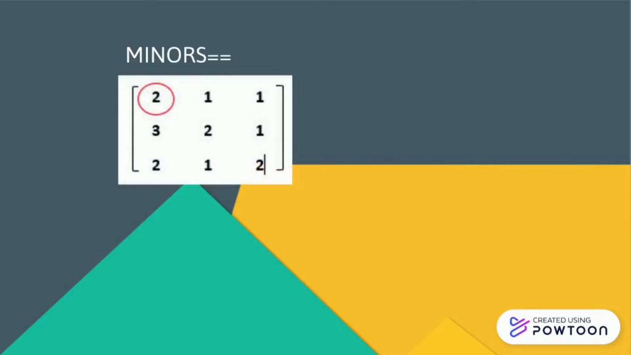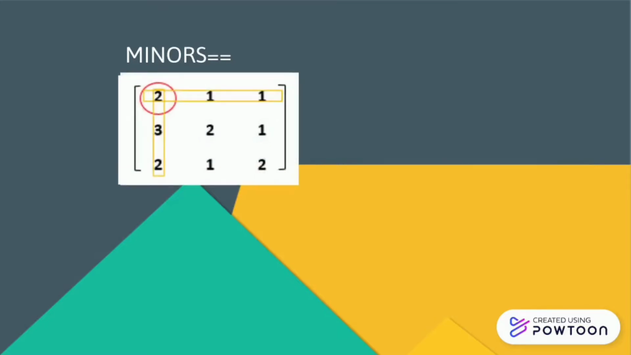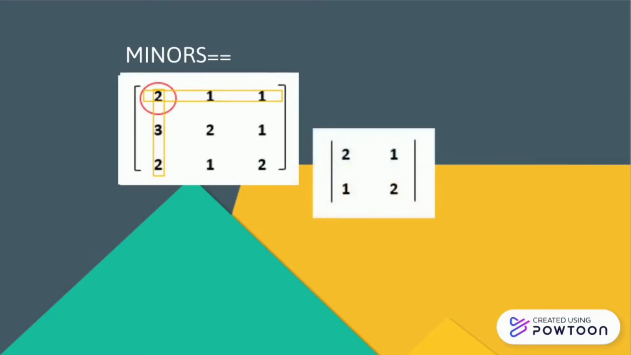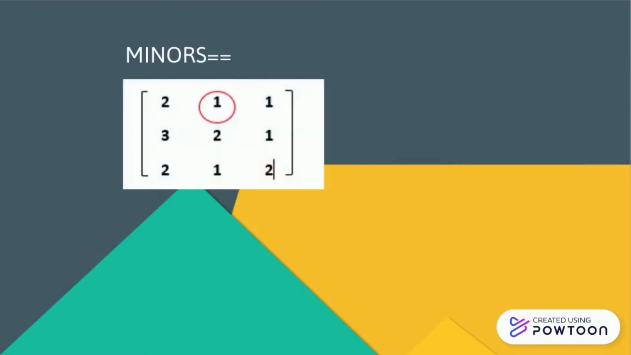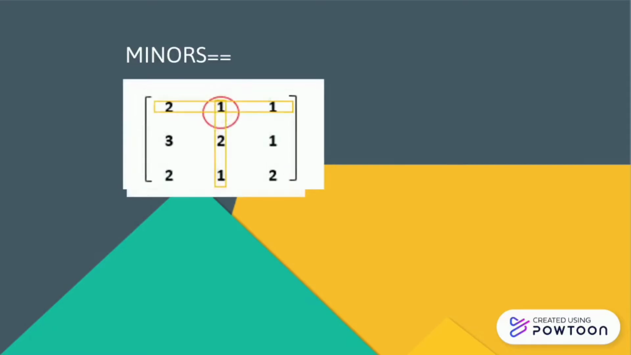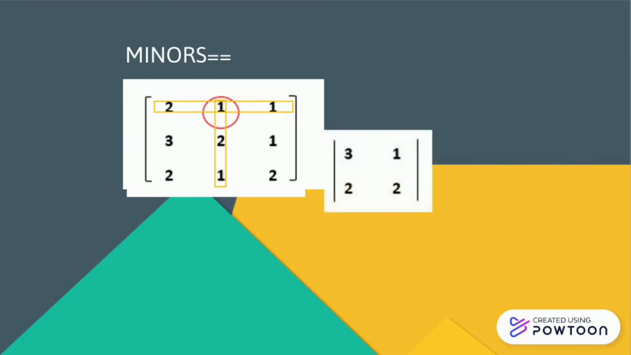To find the minor of number 2 at column 1 and row 1, you must delete column 1 and row 1. So you get a new matrix: 2, 1, 1, 2. To find the minor of number 1 at column 2 and row 1, you must delete column 2 and row 1, and so you get a new matrix: 3, 1 and 2, 2.